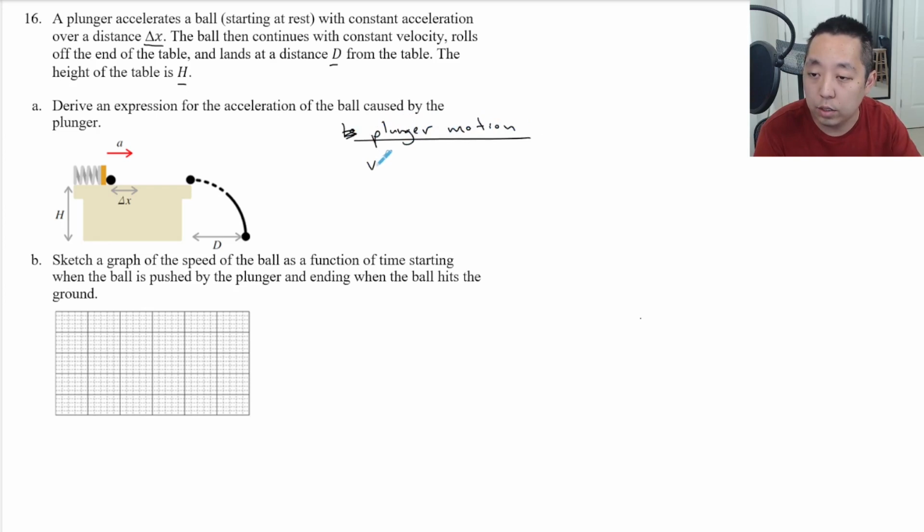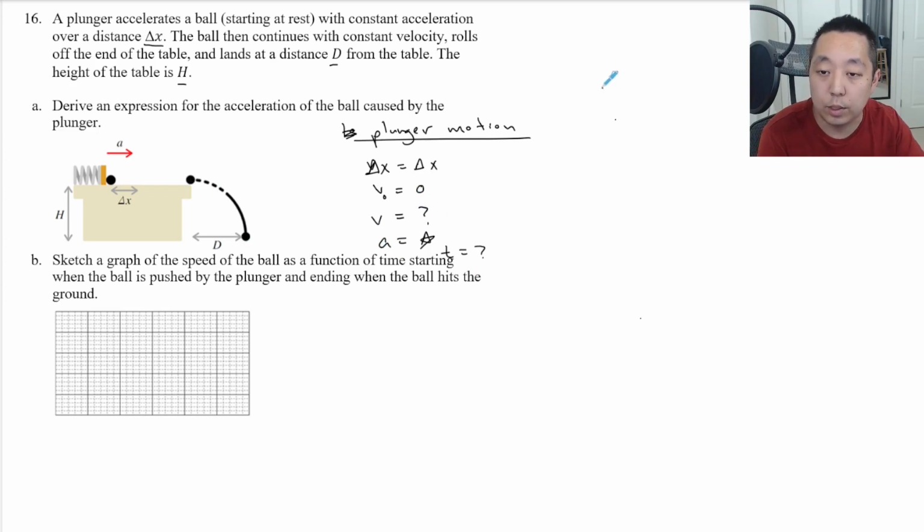Okay, the displacement we know is delta x. The initial velocity is 0. The final velocity is unknown. The acceleration is what we're trying to figure out. And the time is also unknown. So you see, I only have two known quantities, delta x and 0, and I cannot figure out the acceleration from here. I need either the final velocity or the time. So not enough information. So let's look at the projectile motion scenario.